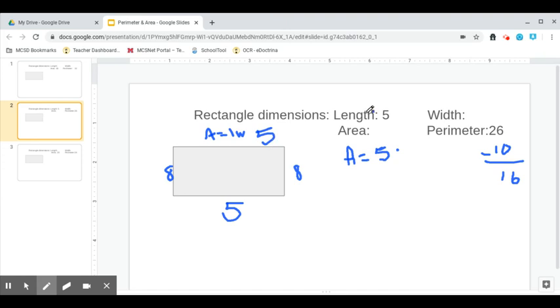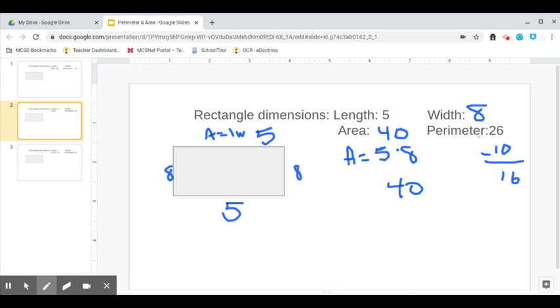One of them is 5. The other one must be 8. So my area must be 5 times 8, which is 40. So all parts of this fit together. 5 times 8 is 40. 5 and 5 and 8 and 8 comes out to be 26.